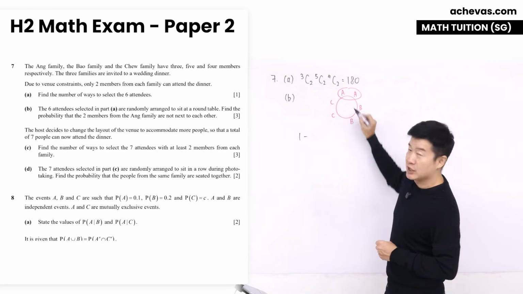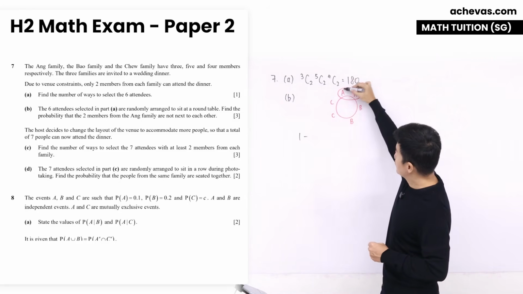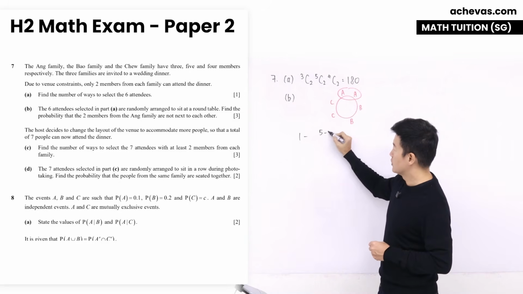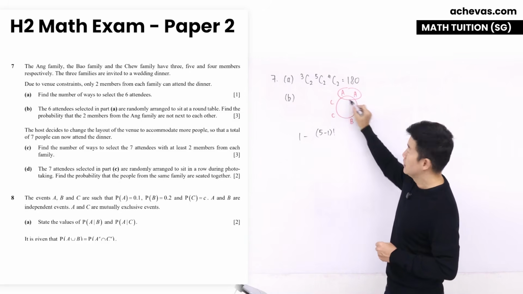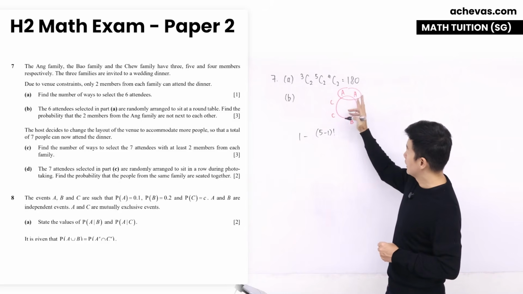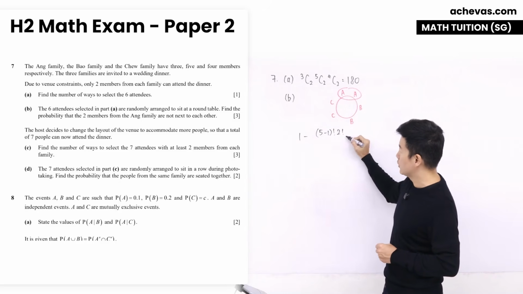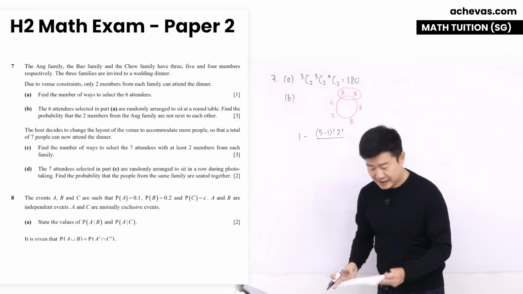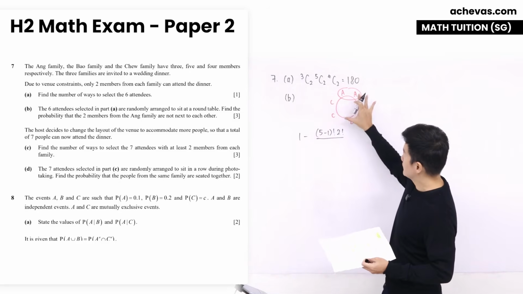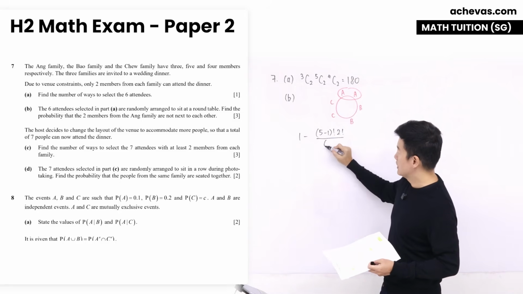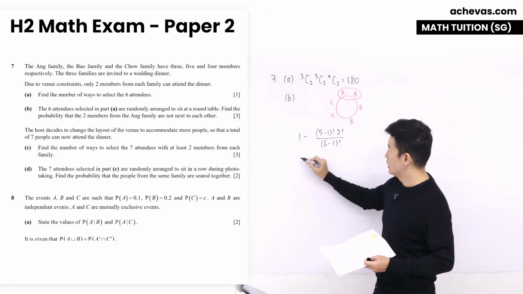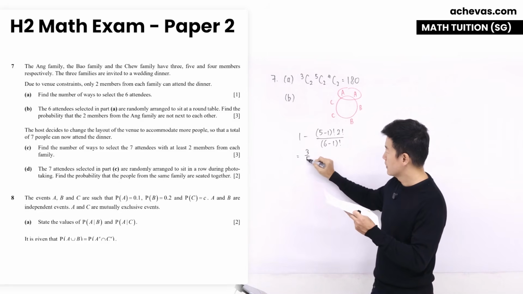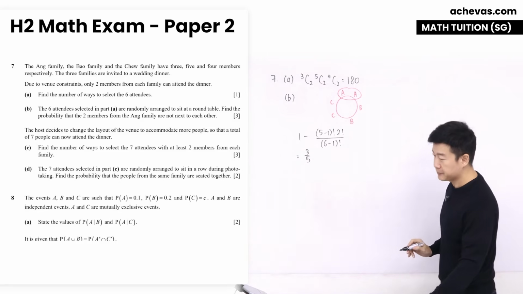the number of ways to be arranging this, treating this as one object. We have 1, 2, 3, 4, 5 around the circle. So 5 minus 1 factorial. 2 from the Ang family, they can switch positions. So 2 factorial. This is probability, so we will divide by all the possible ways that these 6 people can be arranged around this circle table. So it will be 6 minus 1 factorial. The probability of this, if I were to calculate, is going to be equal to 3 over 5.